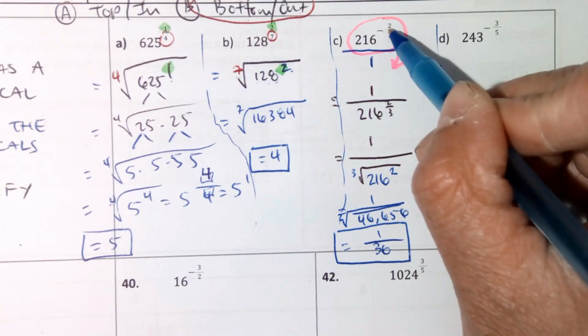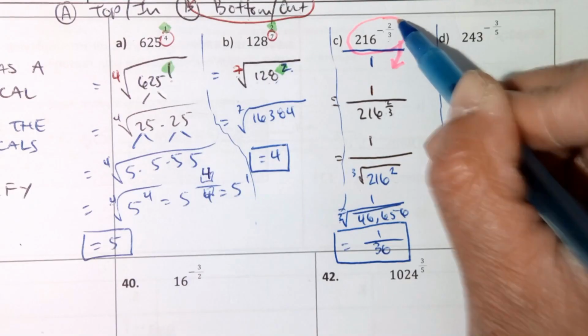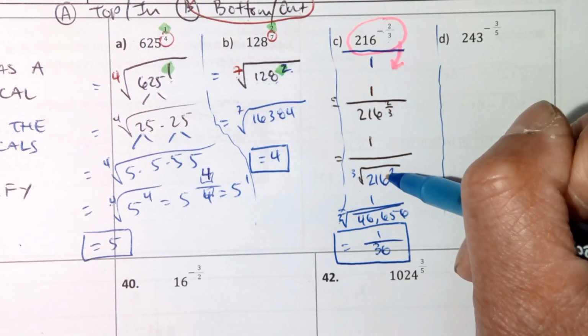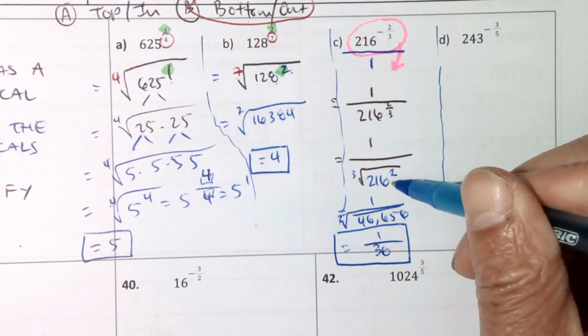So to summarize, negative switches from top to bottom. Write it in radical form. Then go ahead and simplify it.